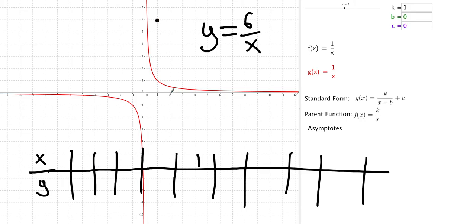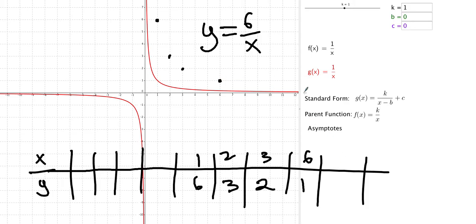If you plug in 2 for x, you will get 6 over 2, which is 3. If you plug in 2 for x, you will get 3 for y. If you plug in 3 for x, you get 6 over 3, and that gives you 2 for y. Let's skip all the way to 6. If you plug in 6 for x, you get 1 for y.